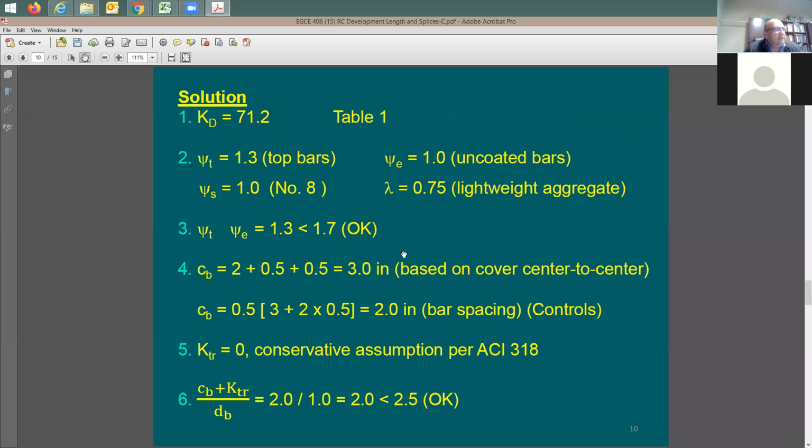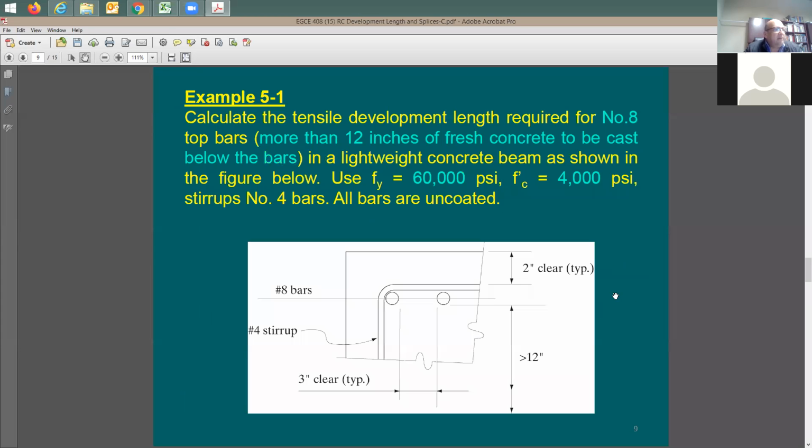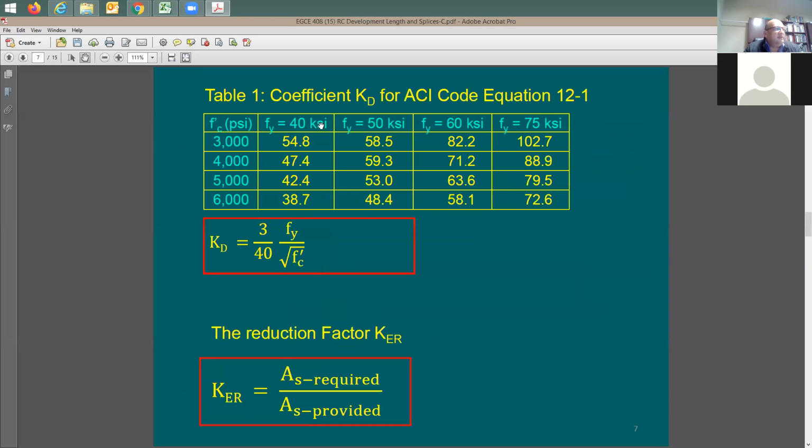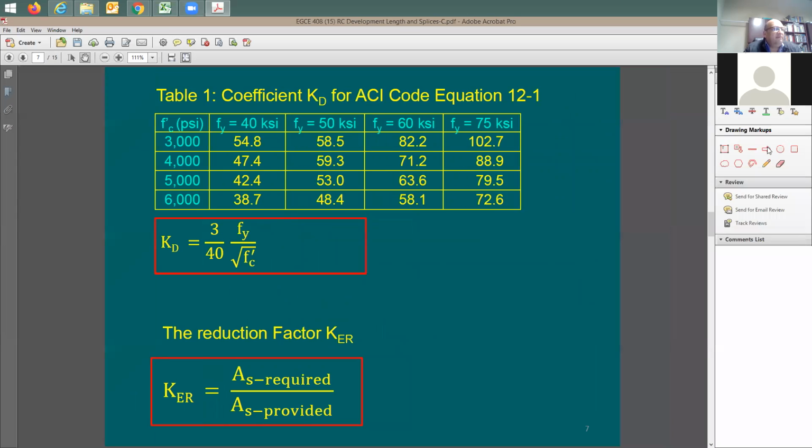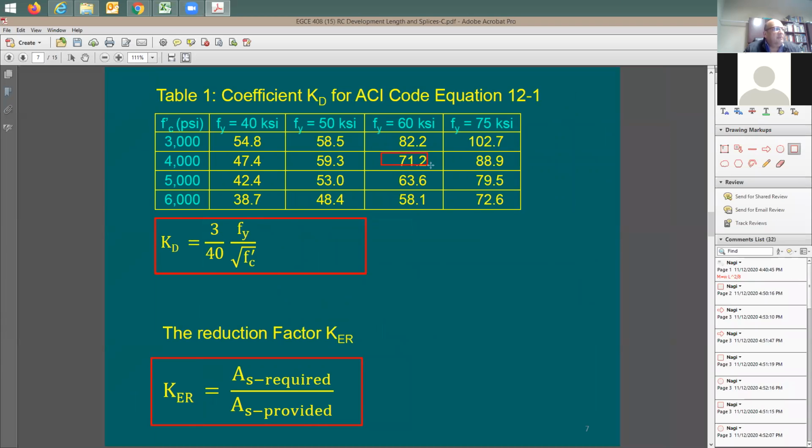All right. It says here K sub d is going to be equal to 71.2. Now, I'd like to see where this is coming from. So I'm going to go back here. It says 4,000, 60,000, number 8. I'm going to look at this table. f sub y is 60,000 and f'c is 4,000. I have a factor here, you can just look it up. It's going to be 71.2. Here's a factor for this equation. So you don't really need to do it if you have this table.